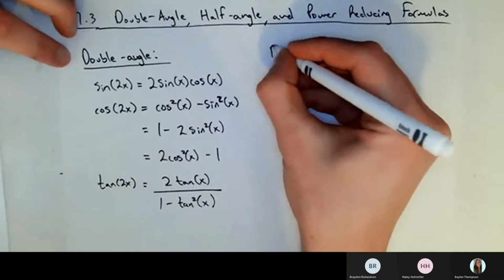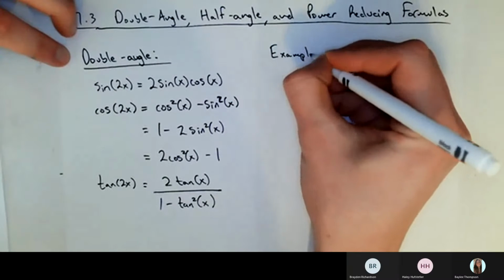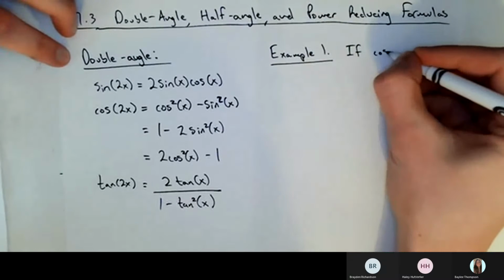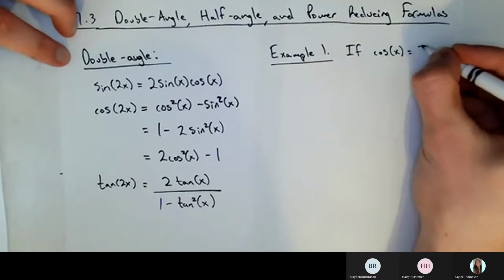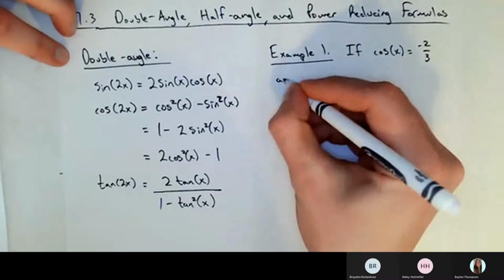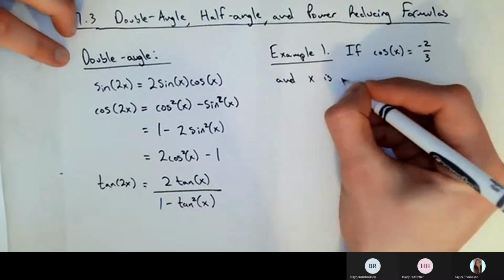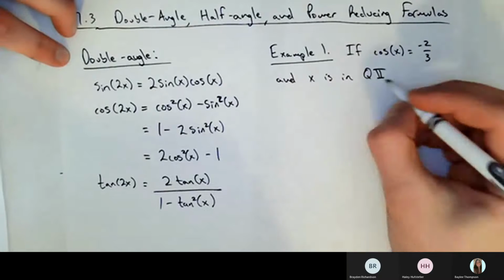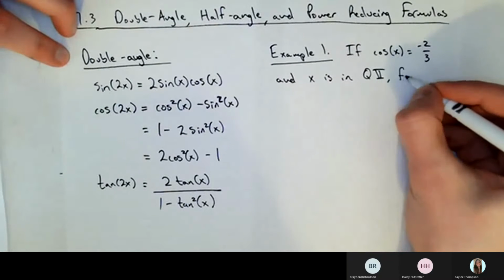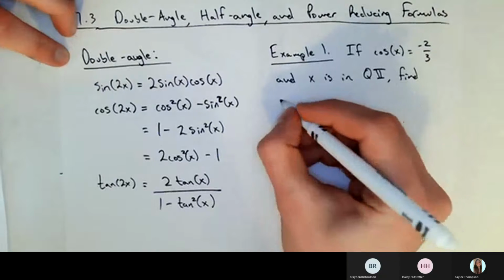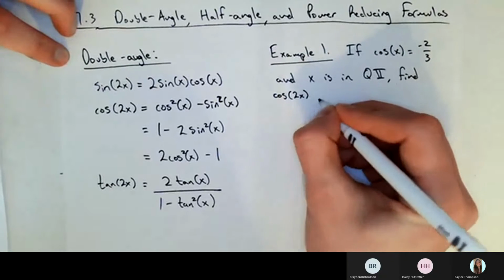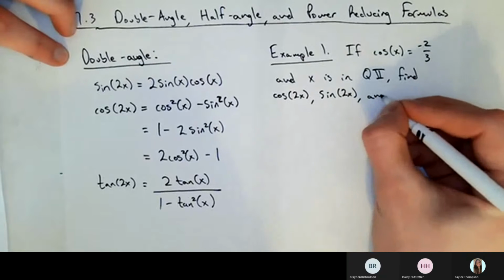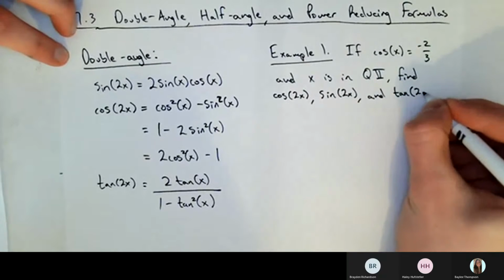So here we go with example 1. Example 1, let's just say if cosine of x is equal to -2/3 and x is in quadrant 2, find cosine of 2x, sine of 2x, and tangent of 2x.